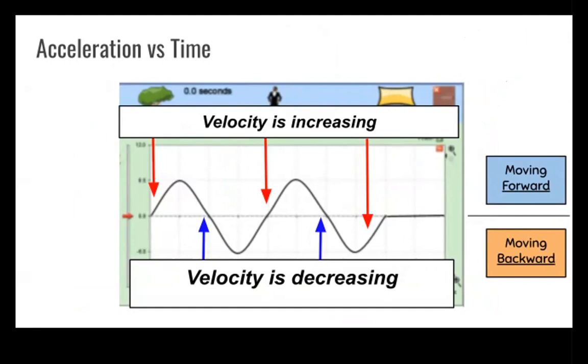Acceleration is very similar. Again, above the origin, moving forward, below the origin, moving backward, and then is it increasing in velocity, decreasing in velocity, or not changing in velocity at all? Okay. Questions on any of these graphs before we talk about Newton's first law? All right, so you should have all of those notes already.